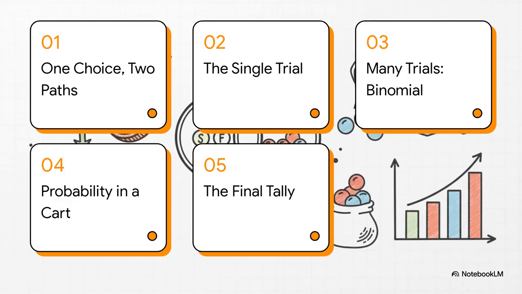So here's our game plan. We'll start with that single choice and define the Bernoulli trial. Then we'll see what happens when we scale it up with the binomial distribution. After that, we'll put it to the test with a real-world shopping cart example before we wrap up with the final tally. Okay, let's kick things off with that single choice.